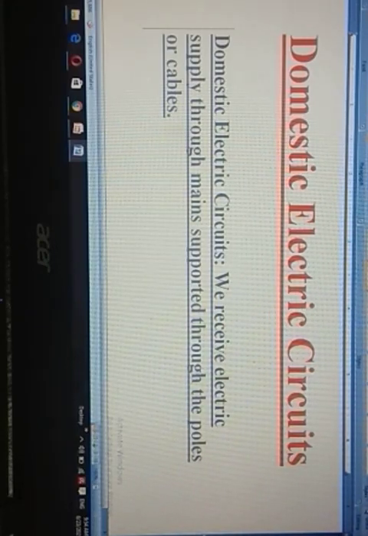We receive electric supply through the main support, through the poles or the cables. These cable wires and poles, through which we get the electric supply, make up what is called the domestic electric circuit. In our houses we receive AC electrical power of 220 volt with a frequency of 50 Hz. You should know how much electric power we are getting and what the frequency of AC electrical power is.